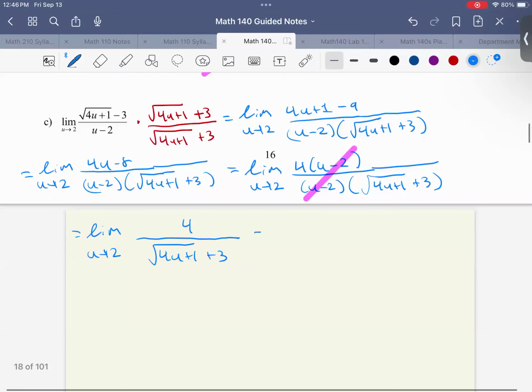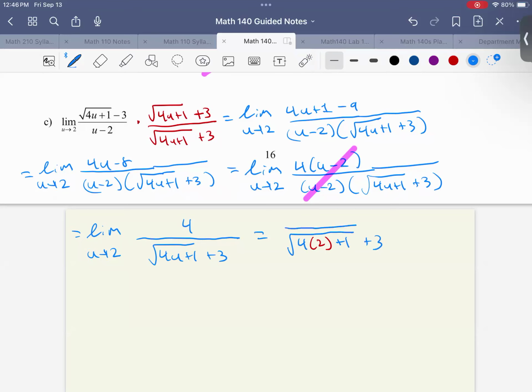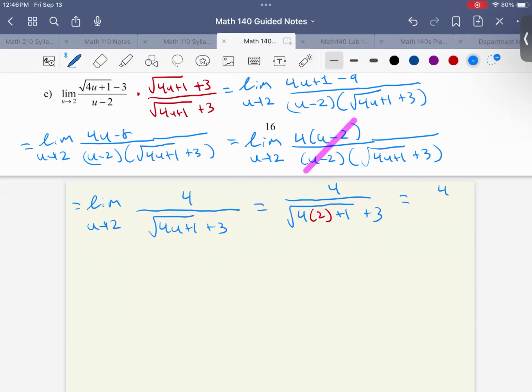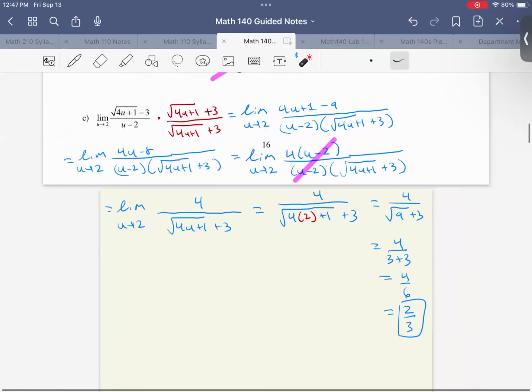So this becomes 4 over the square root of 4 times 2 plus 1, plus 3. All right, that simplifies out to 4 over square root of 9 plus 3, which is just 4 over 3 plus 3, which is just 4 over 6, and that reduces down to 2/3. Okay, so that is how you would find the limit of this.